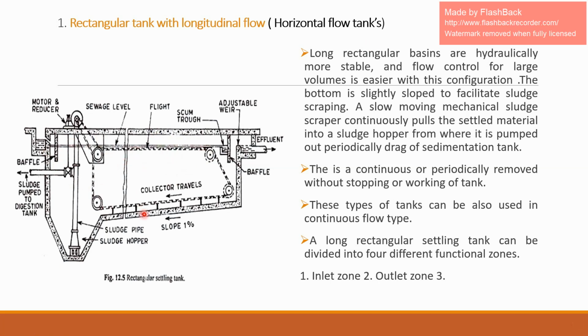In large volume tanks, there is also a slope provided at the bottom in such a way that whatever sludge or impurities are present in water move towards the hopper, and from that hopper there is a pump which pumps that sludge or impurities periodically or continuously without stopping the process. This tank can be used periodically, that is, batch wise, or you can use it continuously.